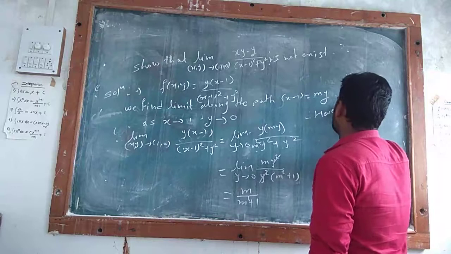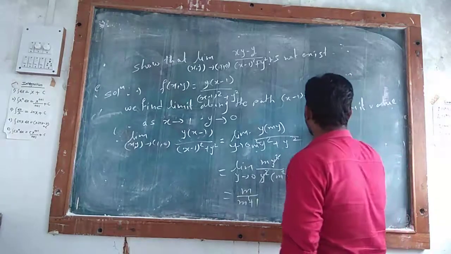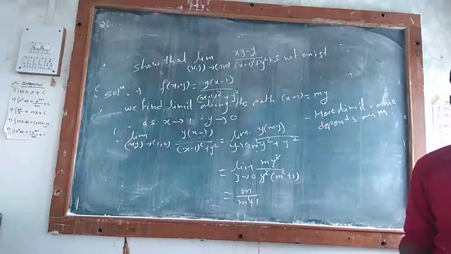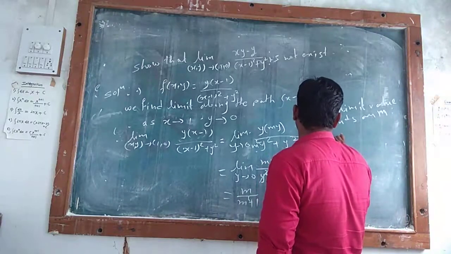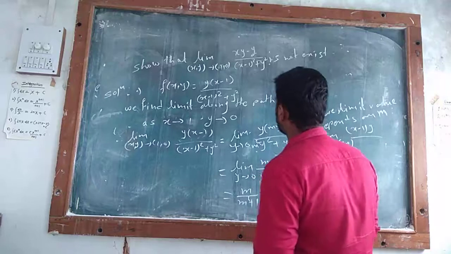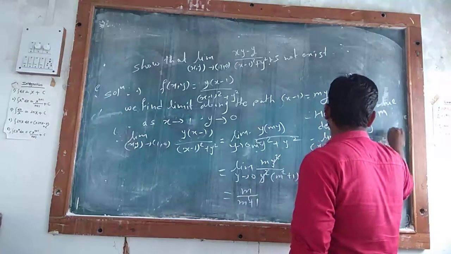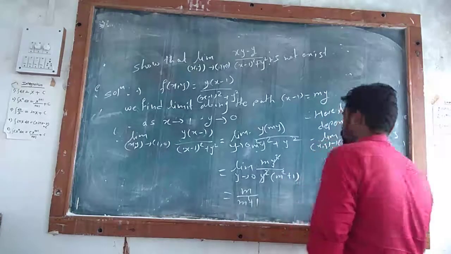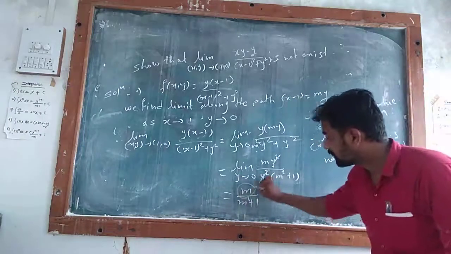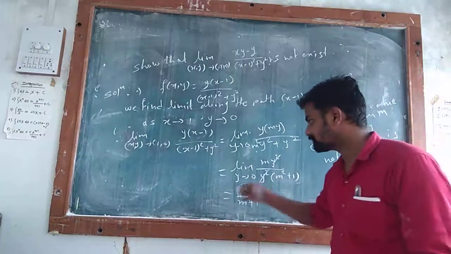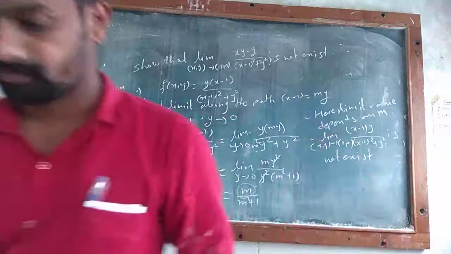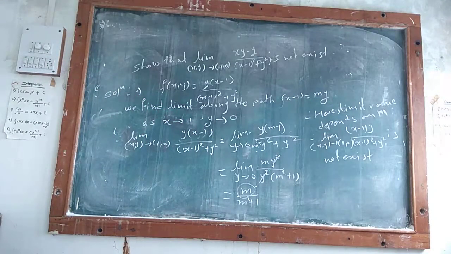Here, the limit value depends on m. The limit value only depends on m, and if m changes, the limit also changes. Therefore, the limit as (x, y) tends to (1, 0) of (x minus 1) into y upon (x minus 1) bracket square plus y square does not exist. It does not exist because the value of the limit of this function depends only on the path. If we change the path, then we have another limit. Okay, now next point is the limit using polar coordinates.